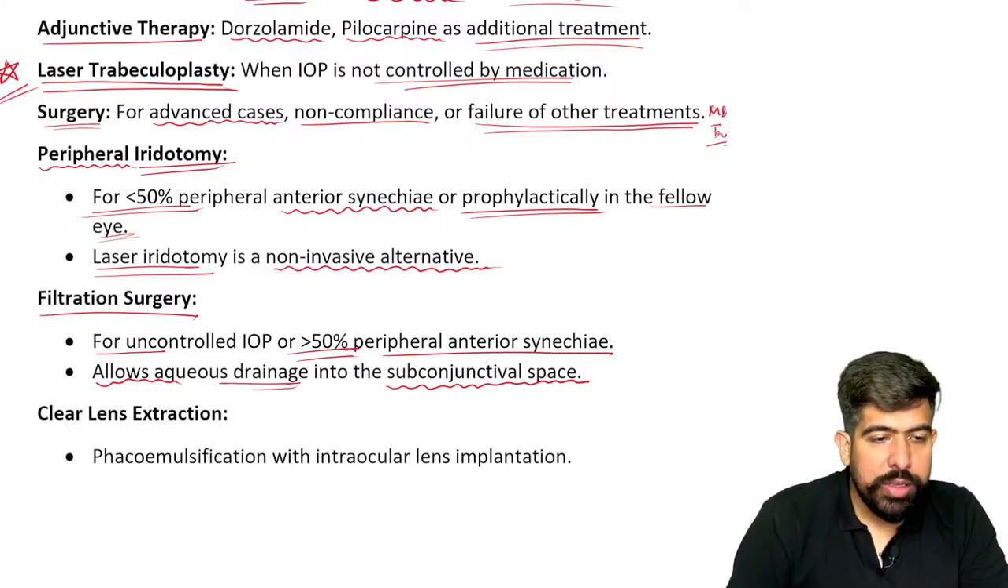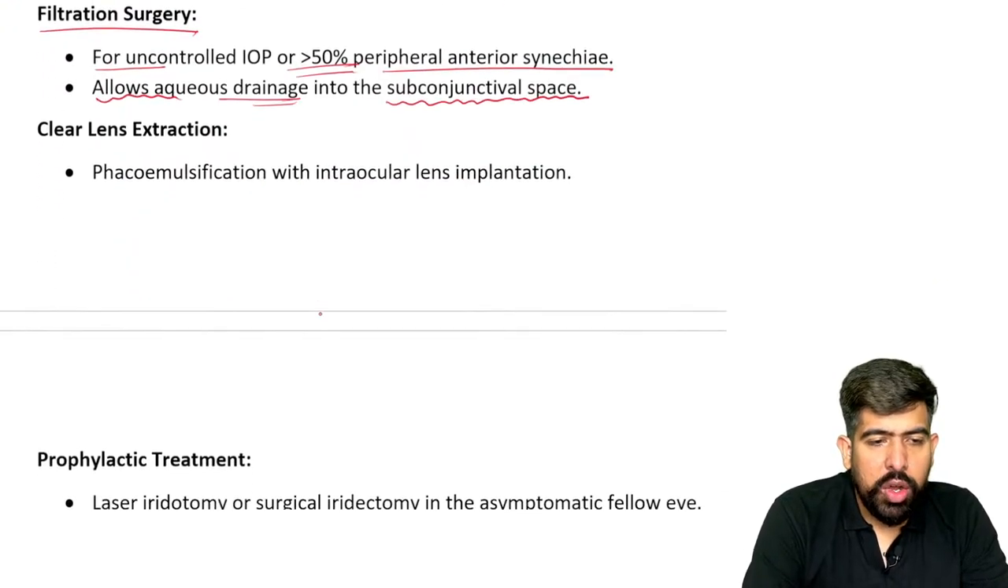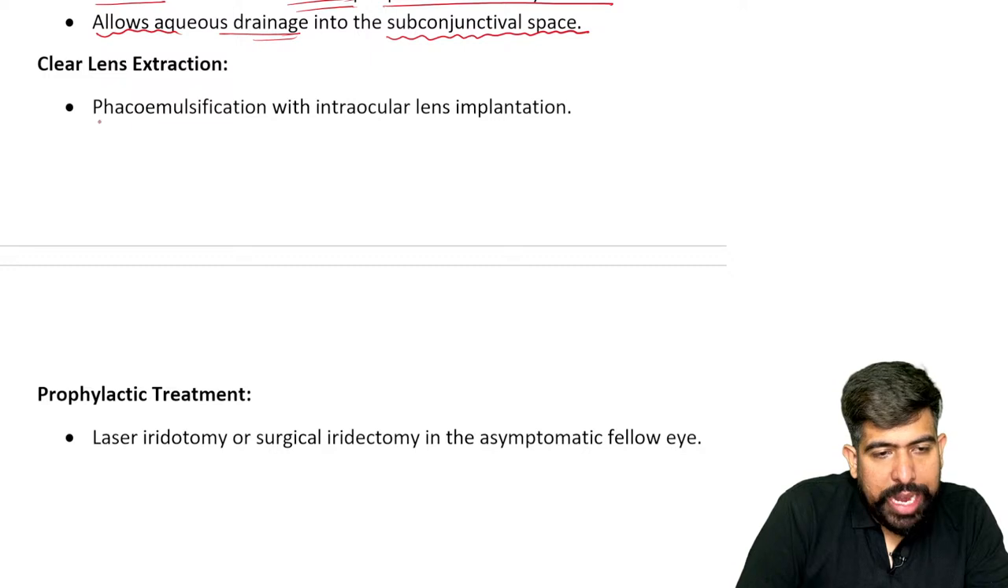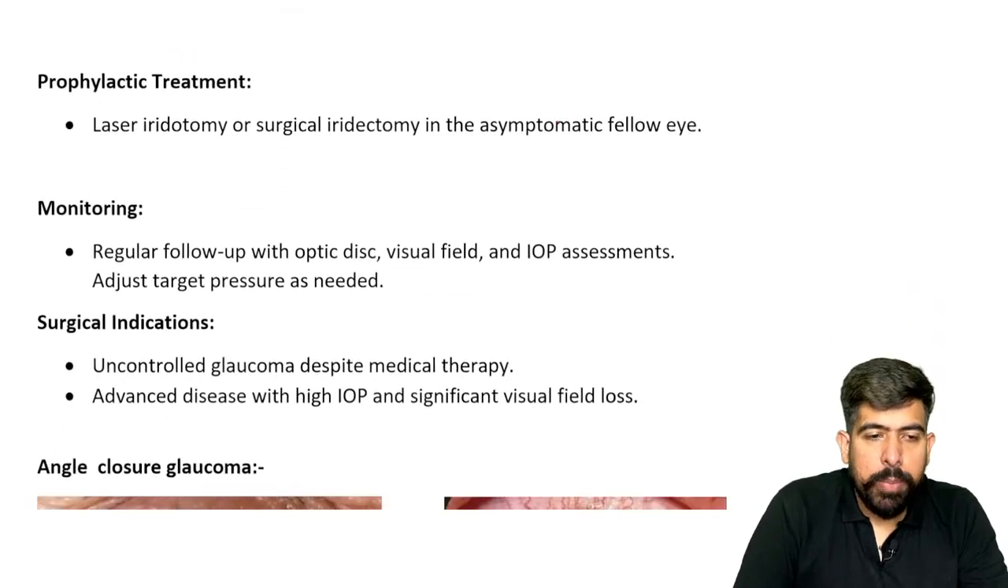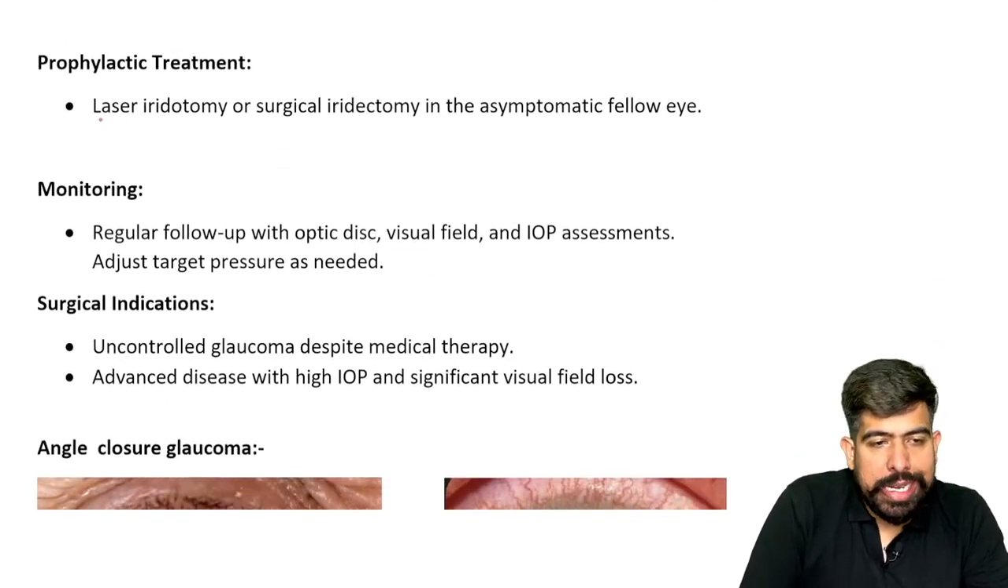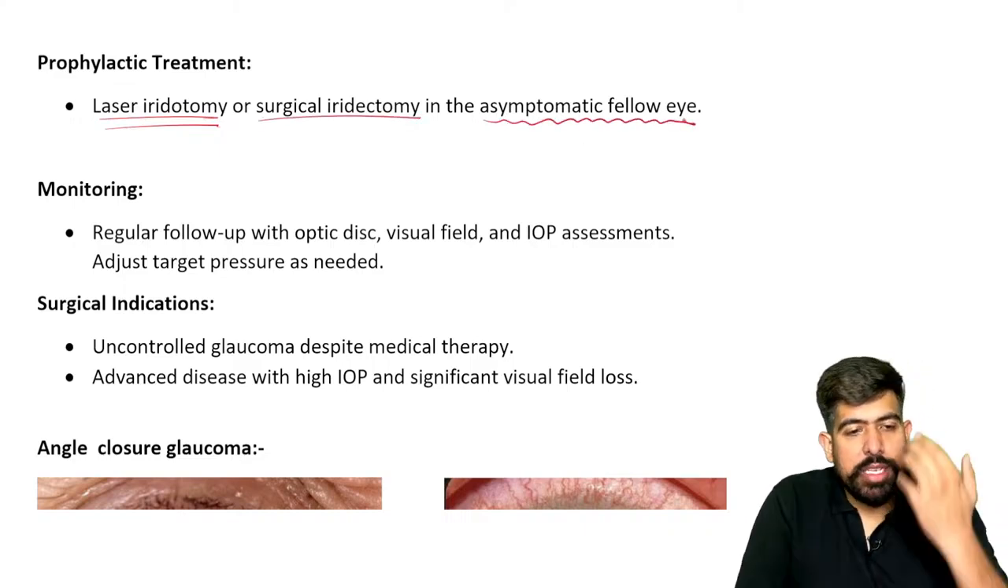Right, now next, the clear lens extraction. Also, we can do phacoemulsification with intraocular lens implantation. This is a clear lens extraction. Prophylactically, we can do laser iridotomy, as I already told you, or a surgical iridotomy, in the asymptomatic fellow eye, which is the second eye.